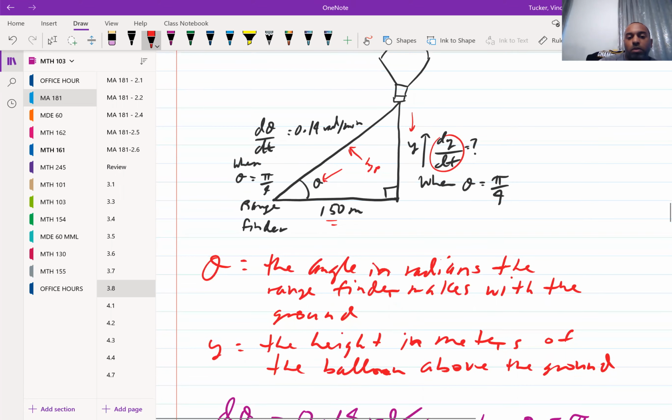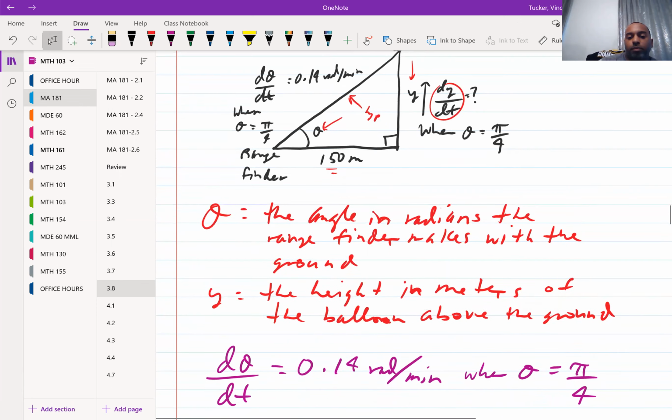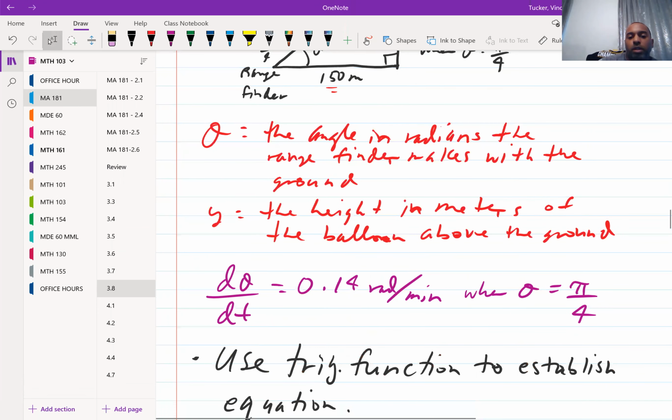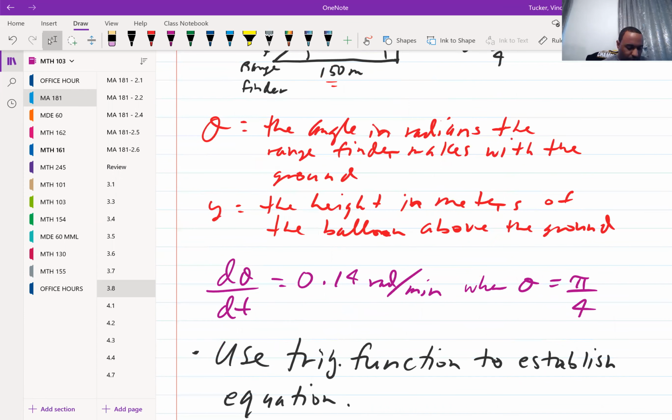All right, scroll up. So in the purple, just reiterating what we said there. And it says next, we're going to use the trig function to establish our equation.